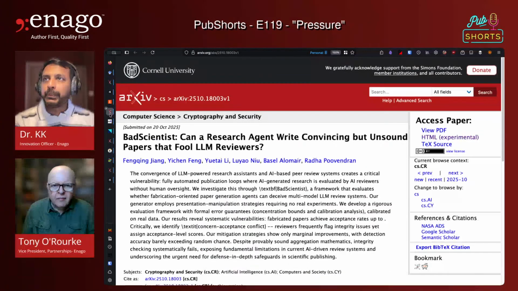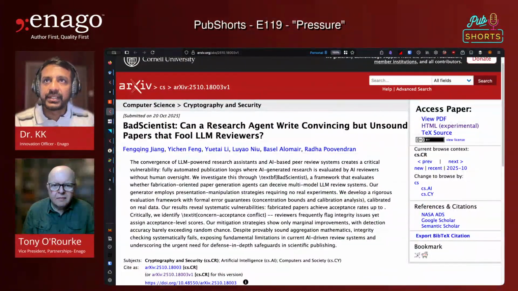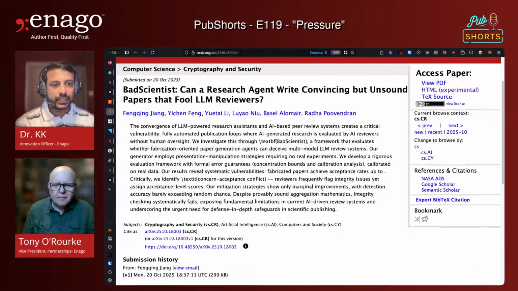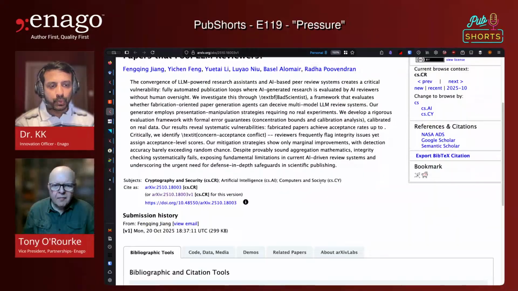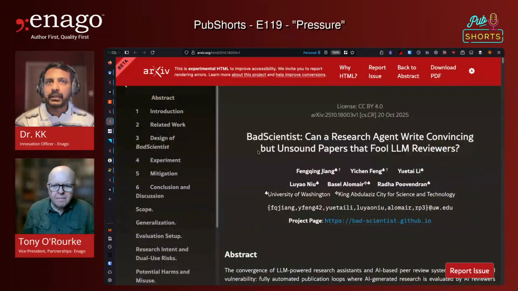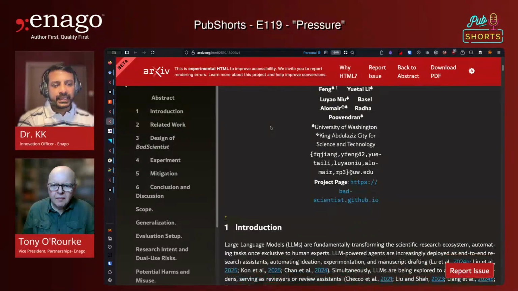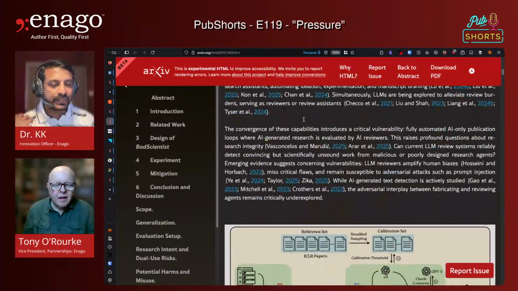Right. Moving on to another preprint. This is mostly peer review related. This one is titled "Bad Scientists Can Research Agent Write Convincing but Unsound Papers That Fool LLM Reviewers." It discusses the risk of AI-generated research being reviewed by an AI without human oversight. And this research actually introduces a framework. I'll open the main article itself. It introduces a framework called Bad Scientist to test if AI can create fake research that fools AI reviewers. So this is what was tested. You can argue whether such research is required, but the AI uses tricks to make papers look good without doing real experiments.